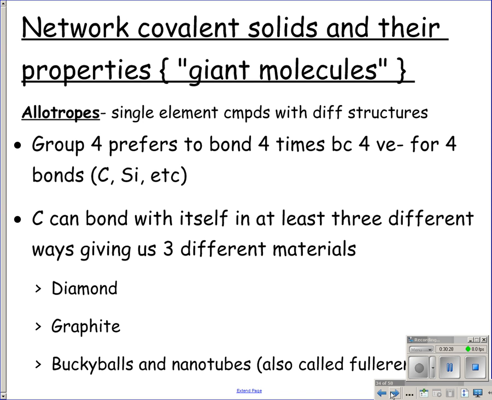So network covalent solids are also called giant molecules. They all experience what kind of bonds? Covalent, duh, because this is network covalent, right? So this is not ionic. However, it has a property similar to that of an ionic compound. It is extremely high melting point. Extremely. This is a characteristic you usually don't see when you have just a bunch of covalent stuff stuck together.